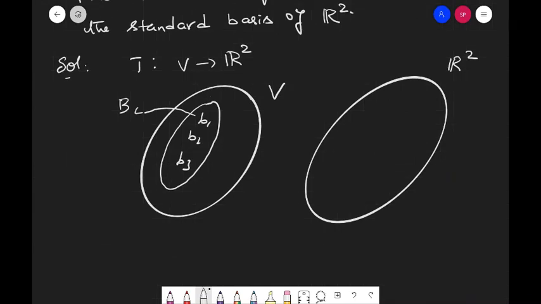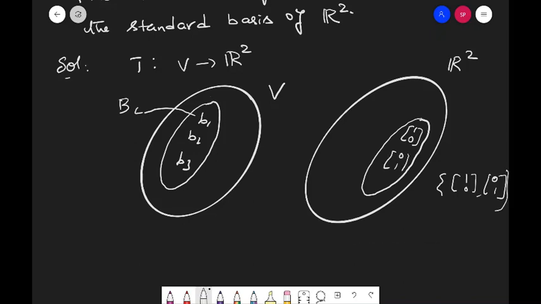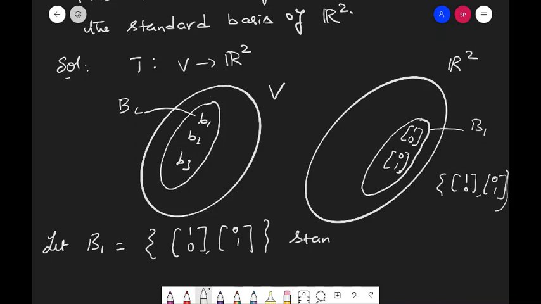What is the standard basis of R2? It is (1, 0), (0, 1). You should have them in terms of column vectors. So I have 1, 0 and 0, 1. This is the standard basis of R2. Let me take it as B1, which is the standard basis. So I am taking, let B1 be equal to {(1, 0), (0, 1)}, the standard basis of R2.